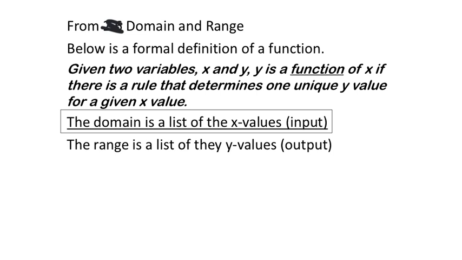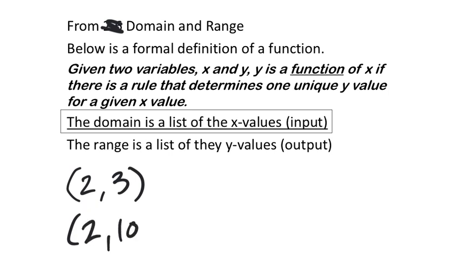It's really just a nerdy way to say, for functions, remember every x value can only have one corresponding y value. You can't have, for example, in a set, the ordered pair (2, 3) and then also have the ordered pair (2, 10).